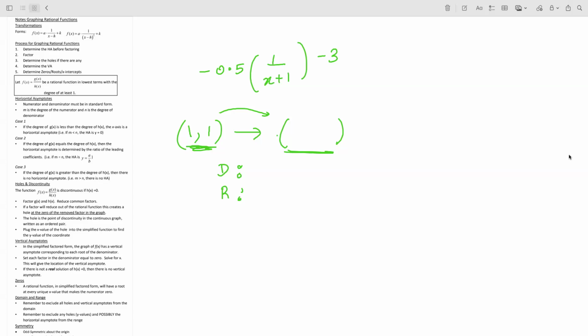Either Dhwani or Siddhi got the transformation incorrectly. 1 comma 1 moved to... I don't know how you guys calculate this. Siddhi got it right. Minus 3.5. Dhwani, 1 comma 1 did not move to minus 2 comma minus 3.5, ma. Okay, I'll do it again.